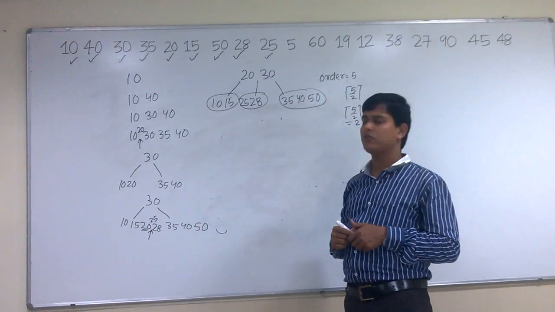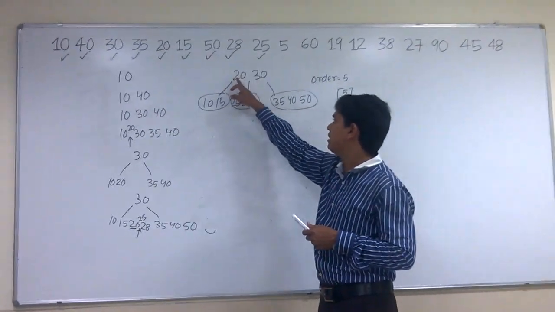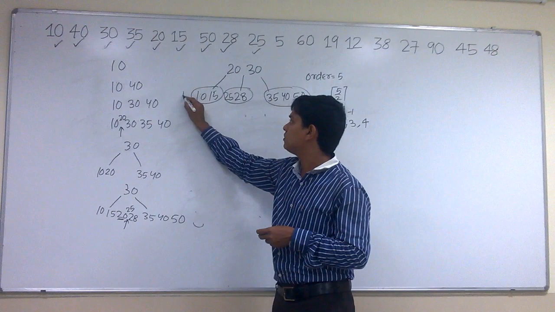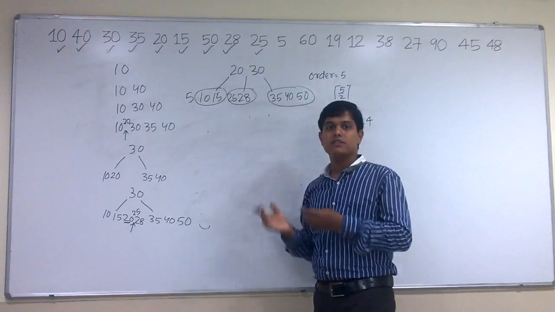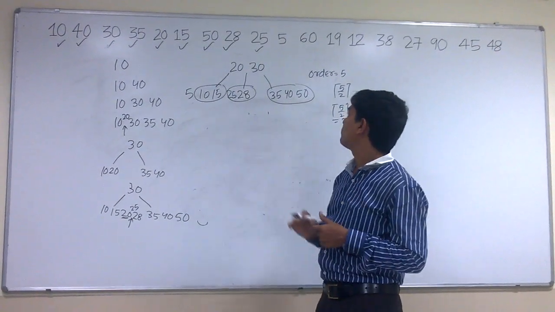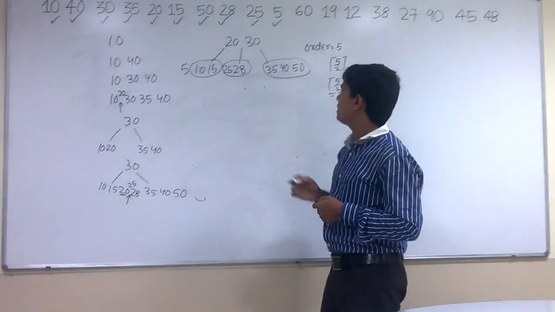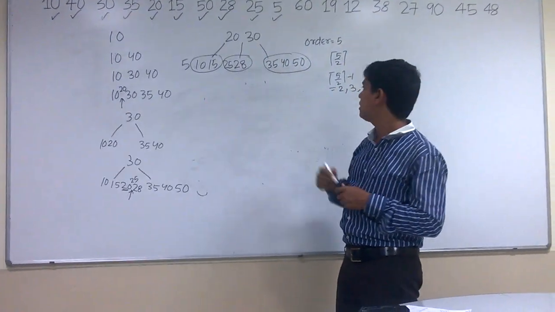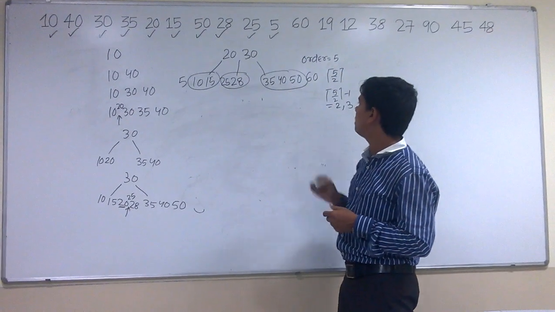Next I want to insert 5. 5 is less than 20, and 5 is less than these values. So I will insert it into the 10, 15 node. Next the node to be inserted is 60. 60 is greater than 30, so it will come to the right subtree, and it should be inserted here.